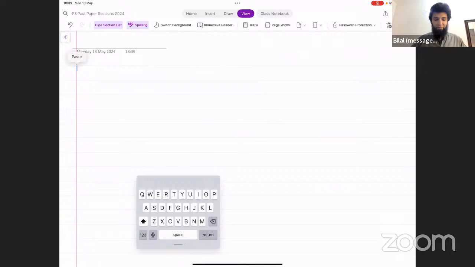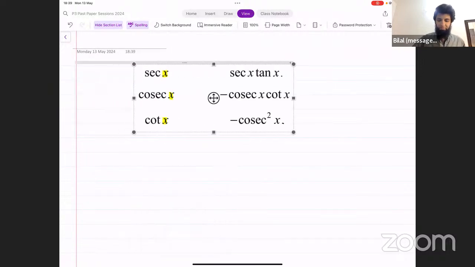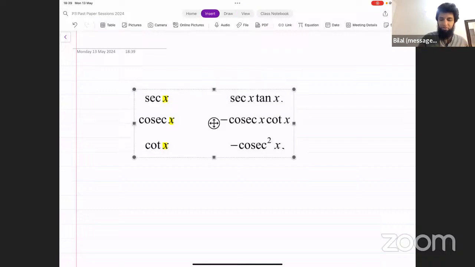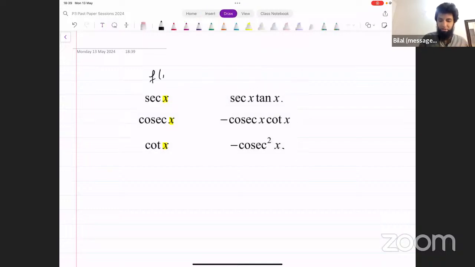So what you have in some recent papers is, these are the rules that are given in the formula sheet. This is f of x and this is f dash of x. These rules are given on the differentiation page, that the derivative of secant is secant x tan x, derivative of cosecant x is minus cosecant x cot x, derivative of cot x is minus cosecant square x. Again, these are also not tested very frequently, so a lot of students end up not knowing them.